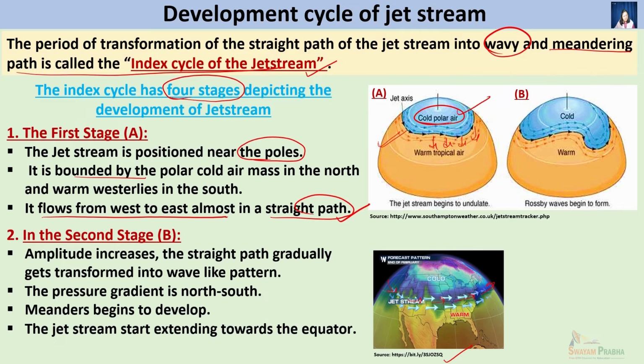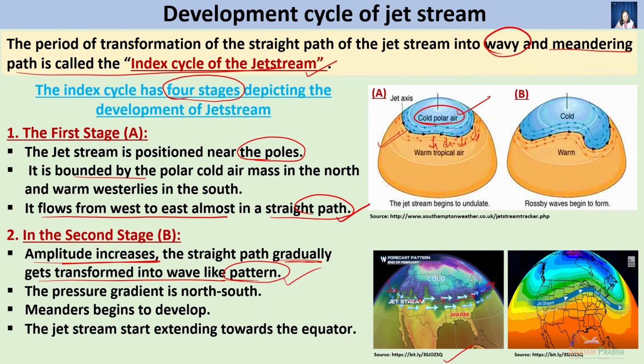The second stage of the jet stream starts when the straight path becomes somewhat wavy. So with the increase in the amplitude of the jet stream, the straight path gradually gets transformed into a wave-like pattern. And in this stage, the pressure gradient is north to south. So it generally happens with the progression of the winter season when there is a steep pressure gradient between the northern polar regions, which become intensively cold, as compared to the tropical areas, which still remain warmer. So due to the extreme north-south pressure gradient, the meanders begin to develop.